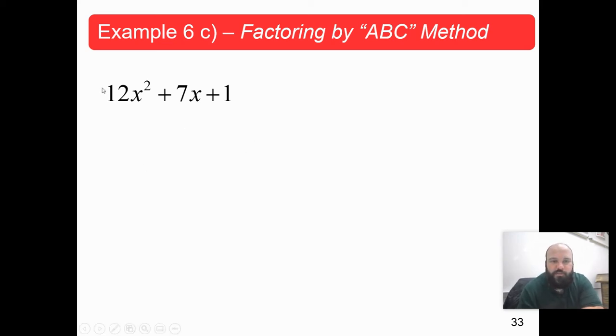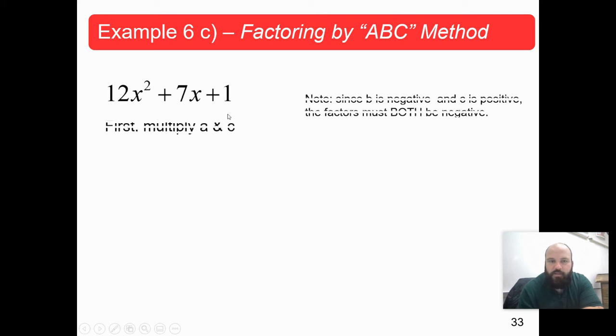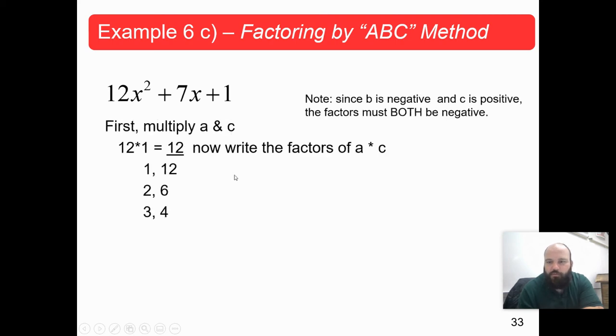So looking here, we have a 12 at the beginning, so we're going to have to do the ABC method, which means I'm going to do 12 times 1, which gives me 12. So I'm going to write down the factors of 12. As you can see, 1 and 12, 2 and 6, 3 and 4. So there's my pairs of factors.